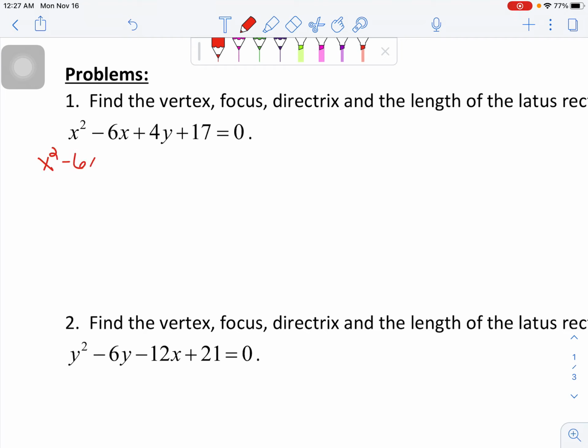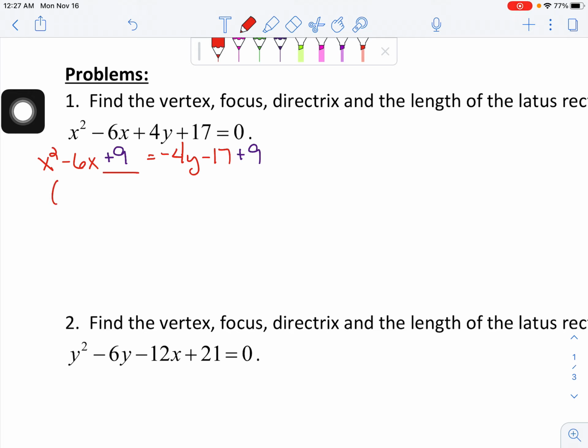So we've got x squared here minus 6x. I'm going to leave my space to complete the square. The 4y and the 17 are going to go ahead and move over to the right side. So negative 4y and minus 17. All right, to complete the square, we're going to do half of negative 6. That's negative 3. Square it is positive 9. So I'm going to add 9 to the left side, but to balance, of course, I have to add 9 to the right side.